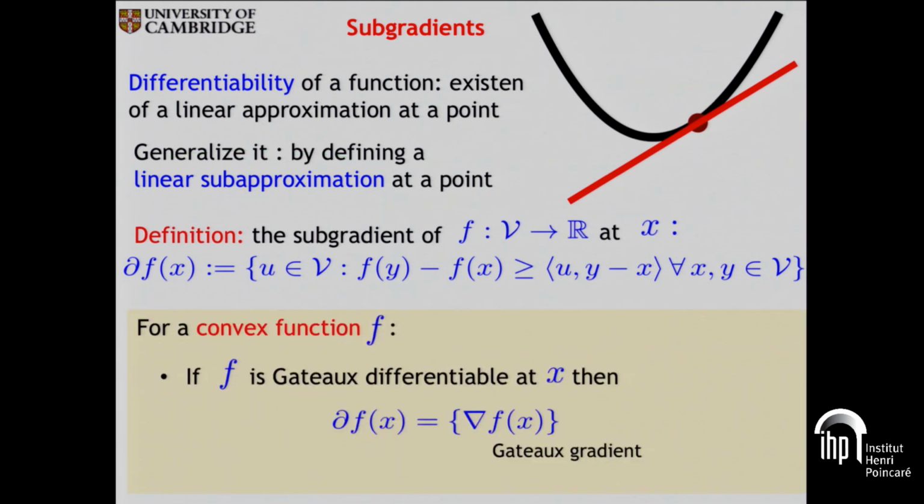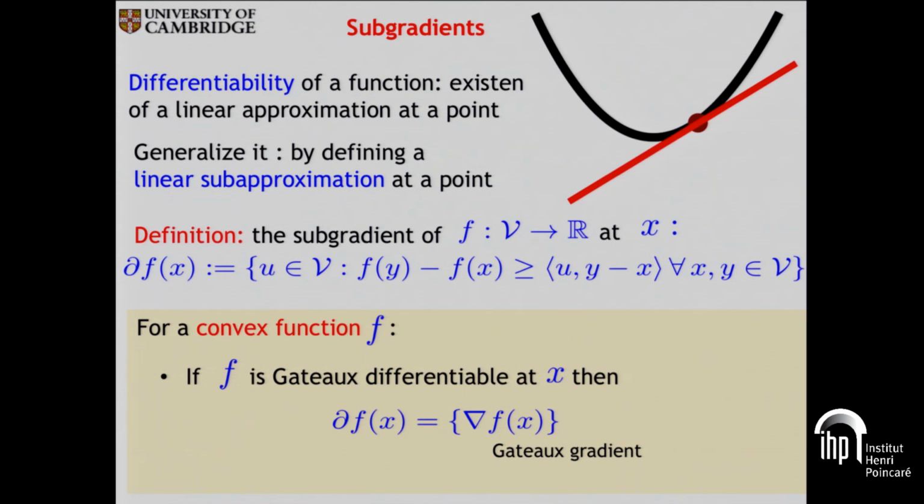So what is nice, now let's relate these two concepts. If you have a convex function, then f is Gateaux differentiable at x. If f is Gateaux differentiable at x, then the subgradient has a single element, is a singleton, and that single element is its Gateaux gradient. And this is what really helps us in proving the result via Fermat's rule. And Fermat's rule gives us a characterization of the minimizer of such a function.